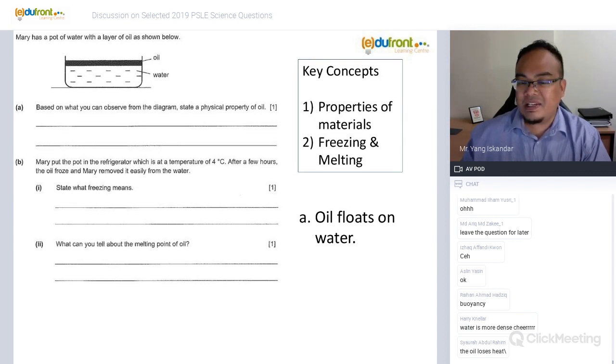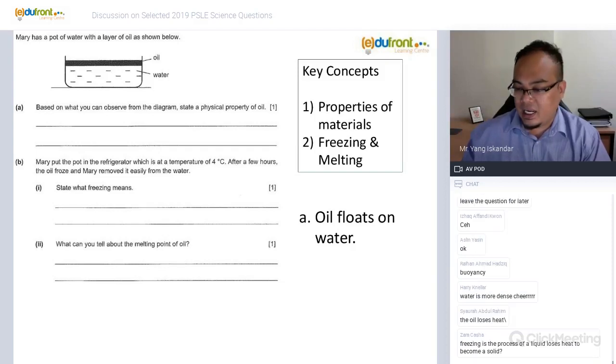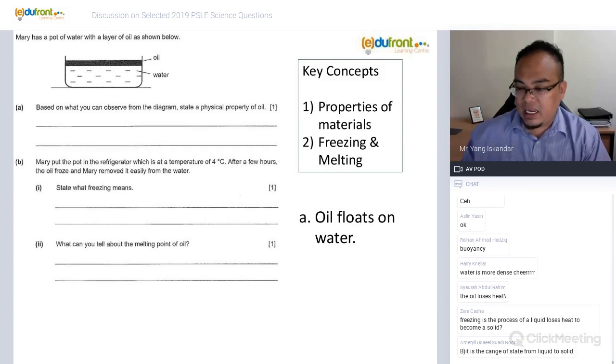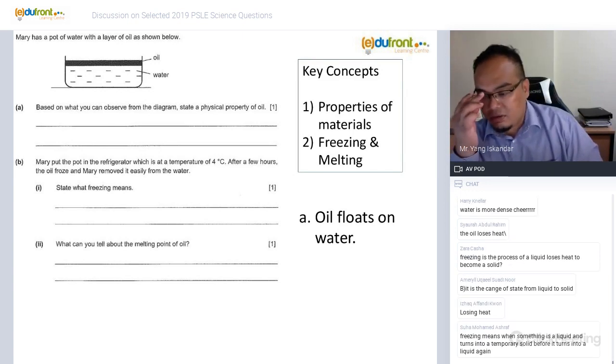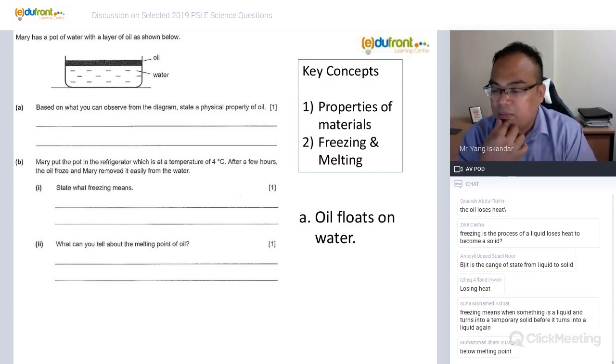State what freezing means. This is quite a rare question. Basically, they ask you what is the meaning of freezing. Okay, can any one of you write down what freezing means on the chat function? I want to see how you answer. See whether you can get the full one mark or not.